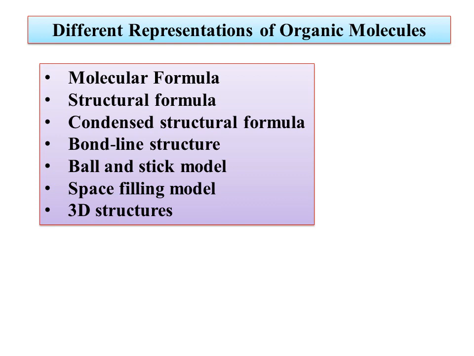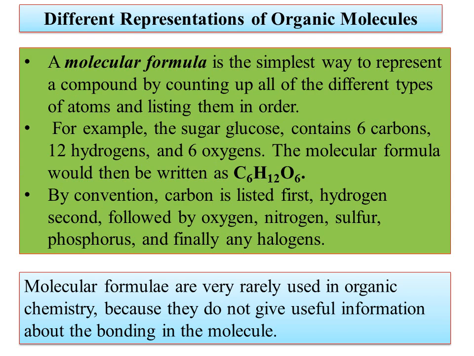Organic molecules are the molecules which contain carbon and hydrogen along with oxygen, nitrogen, sulfur and halogens. These molecules can be represented on paper or on a board in different manners, like molecular formula, structural formula, condensed structural formula, bond line structure, ball and stick model, space filling model, 3D models, etc. So different forms of representation are there.